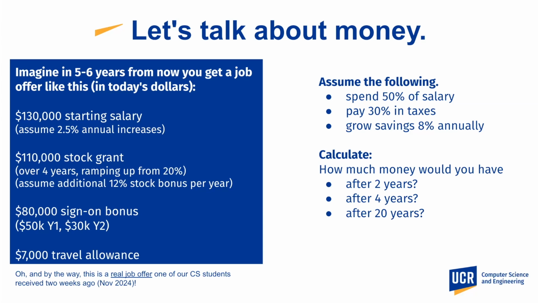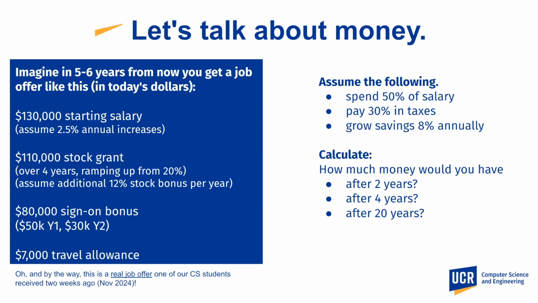Given this job offer, let's say you only spend about 50% of your salary. So you have $130,000 salary and you only live off of $65,000 of that every year. Okay? Maybe it goes up a little bit as inflation goes up. Let's say we assume, for example, you pay about 30% in taxes. So you have to do the math on that. And let's say for all the money that you don't spend, you're going to put it in a savings account or an investment account, and you're going to let it grow at 8% annually.